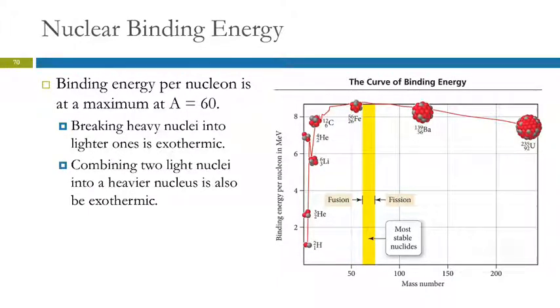When you break heavy nuclei into lighter ones, that's exothermic. Combining two smaller nuclei into a heavier nucleus is also exothermic. So both of these processes release energy. When you take the uranium-235 and break it into barium and krypton, you're breaking it into atoms that have higher binding energy per nucleon. And the same when you're combining smaller things together. Any questions?